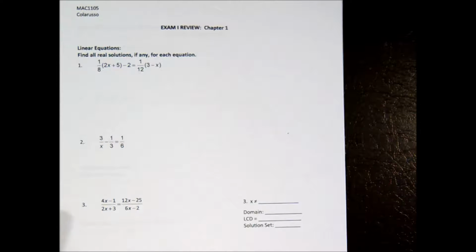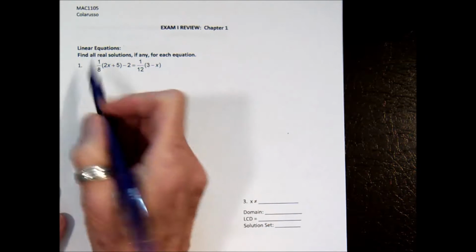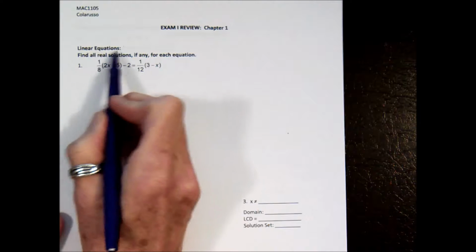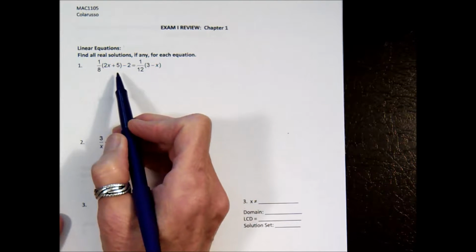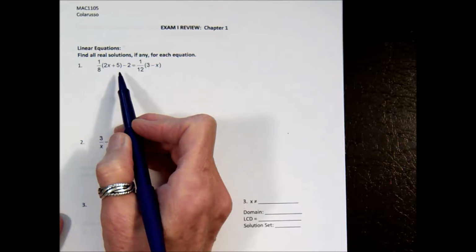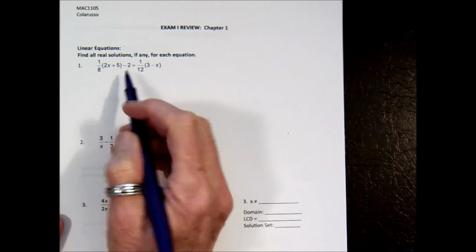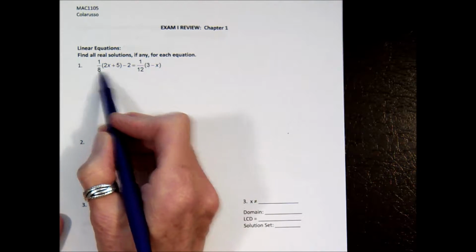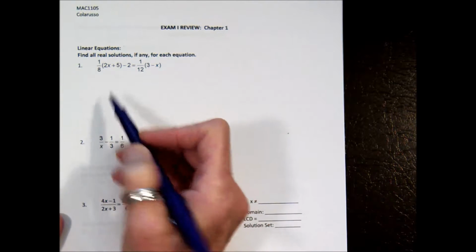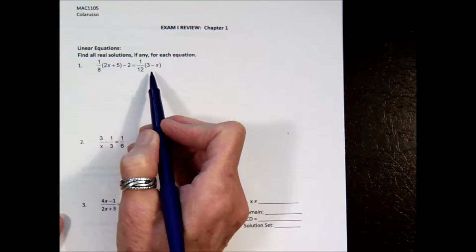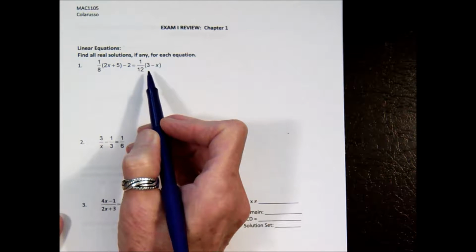This is your review for your first exam, which is from the current book's chapter 1. So let's look at this section on linear equations, and it says find all real solutions, if any, for each equation. The first thing you want to notice is that you have fractions, so we're going to have to get rid of those, and there are no variables in a denominator, so we don't have any domain restrictions here.